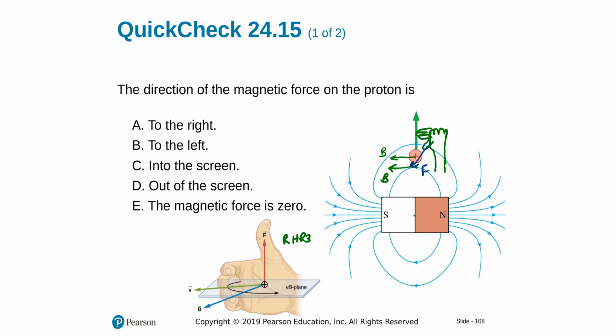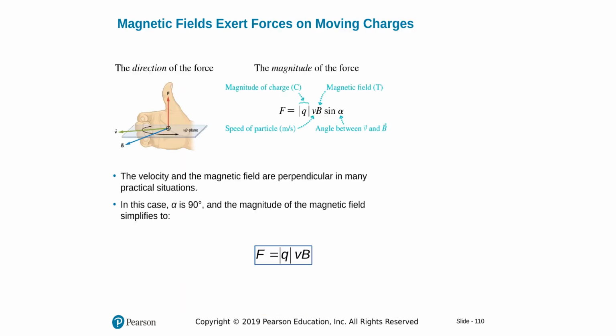That's for a positive charge. Negative charge would be the opposite. Again, this is my speed, my particle speed, and this is the magnetic field. So force is out of the screen, or out of the page. Similar questions might arise. There are some more examples we'll look at.